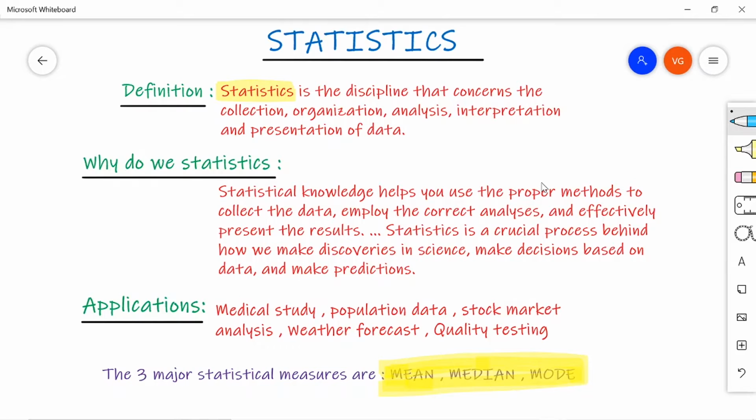Statistics is the study of collecting, organizing, analyzing and presenting data. So there is a particular way to collect the data, to analyze the data, as well as to represent the data. In this chapter we are going to learn the methods of how to collect, how to analyze and how to represent. If you follow these methods, it is easy to analyze the data.